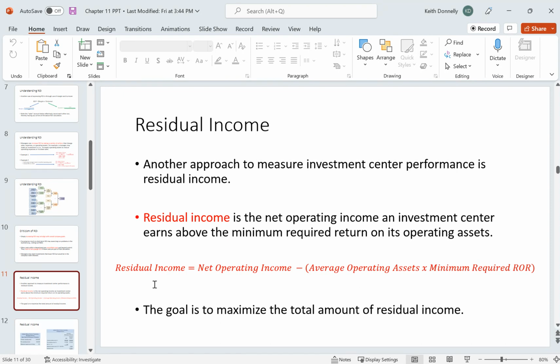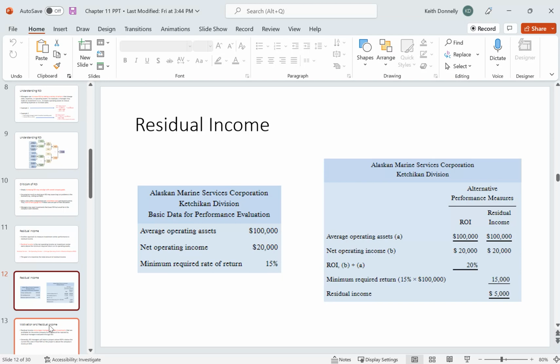So the equation for residual income is your net operating income minus your average operating assets times the minimum required rate of return. Here's a good example showing residual income versus ROI. They're giving us some information about a corporation and a particular division. We're trying to evaluate that division. They're telling us they have average operating assets of $100,000, net operating income of $20,000, and a minimum required rate of return of 15%. So we have two different ways we're looking at this division.